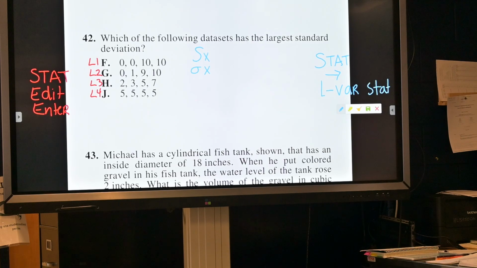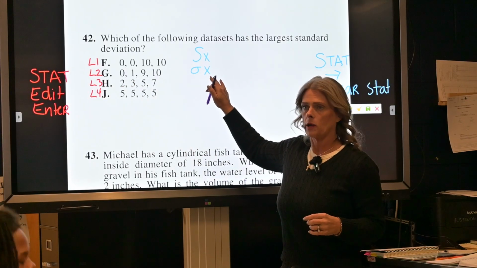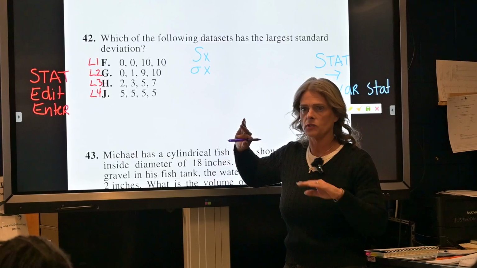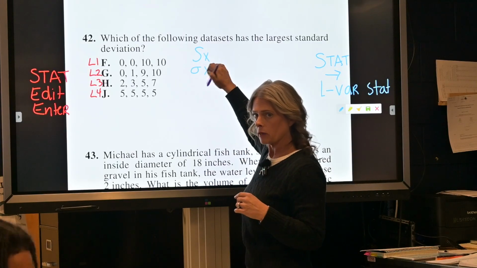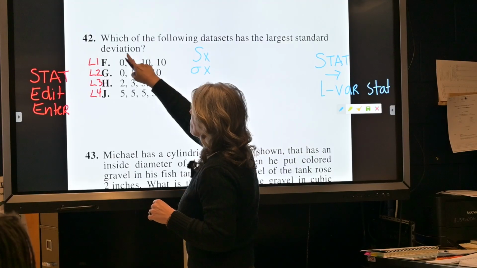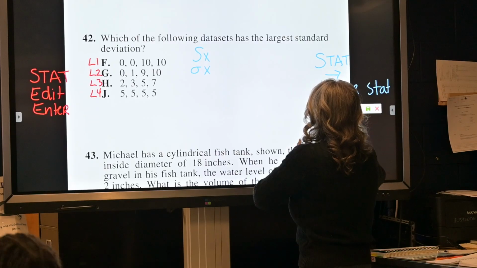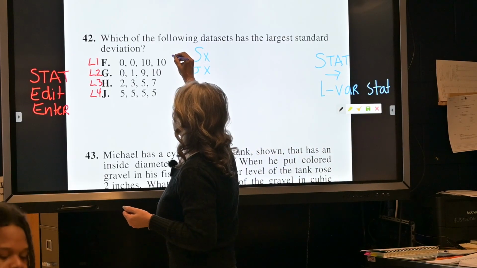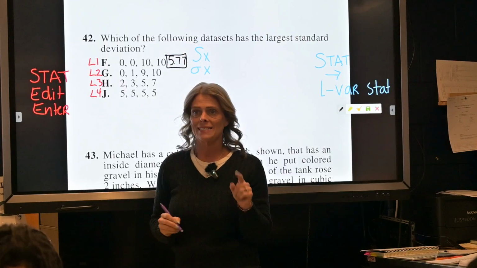So guys, I just pick one. It doesn't matter right now which one. I would pick the Sx, so let's pick this one. What is that value for my list 1? 5.77. Okay, 5.77. Now let's hit stat again.